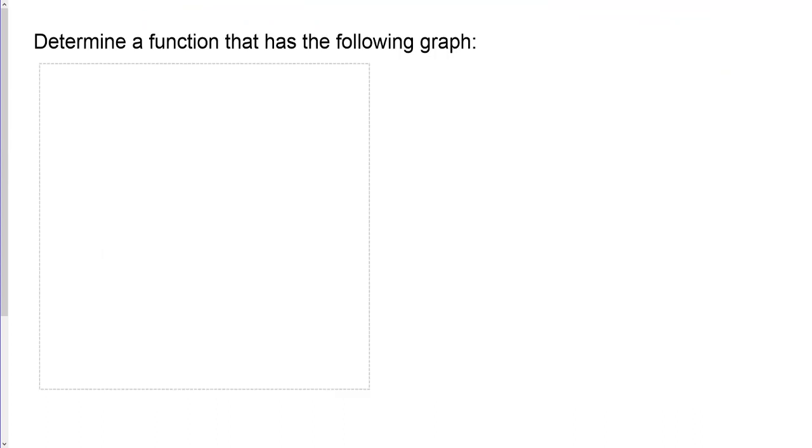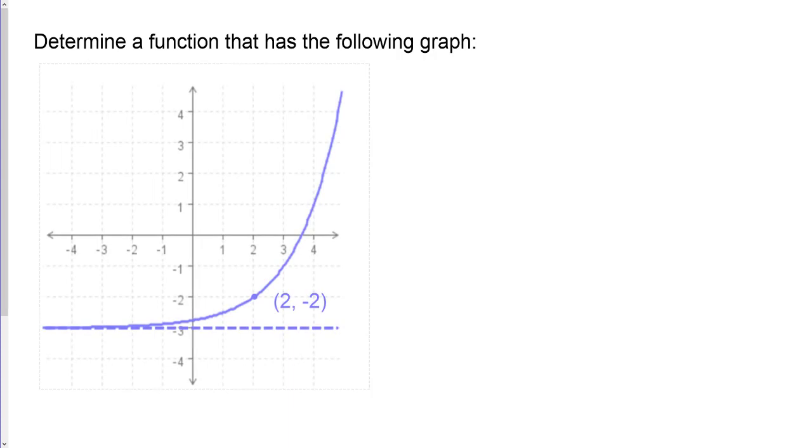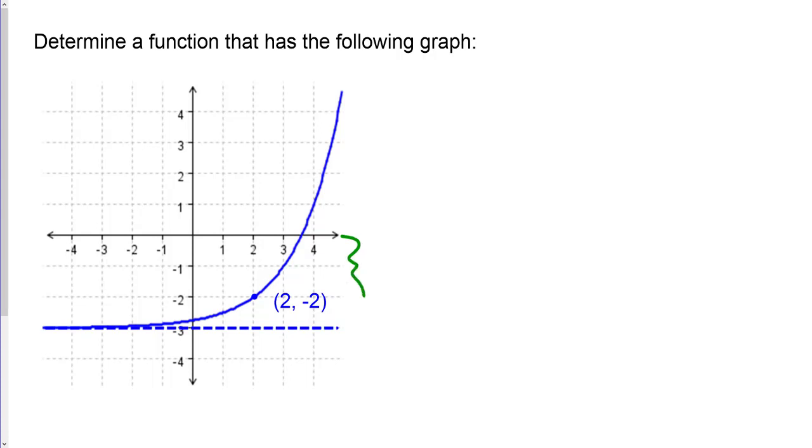Okay, one last example with graphing. Say we want to determine a function that has the following graph. So here's the graph, and I want to come up with an exponential function that has this graph. One thing that I want to notice is, first off, this horizontal asymptote is shifted down 3 units. So I know pretty well how to take care of that.